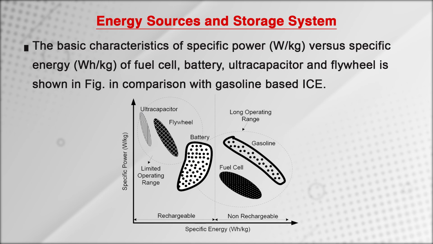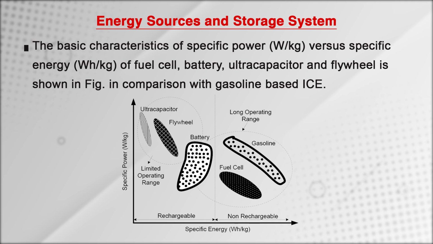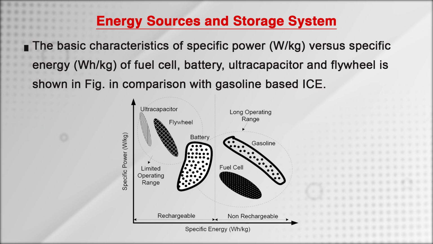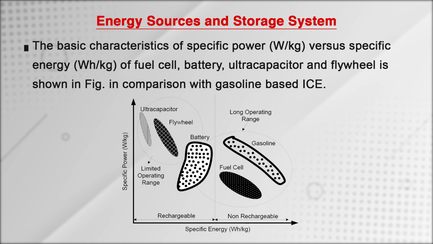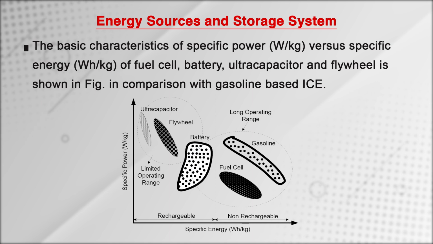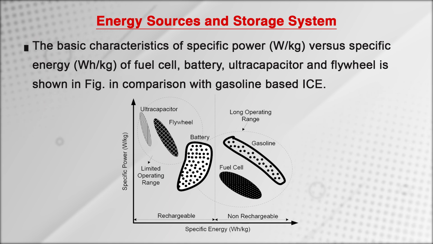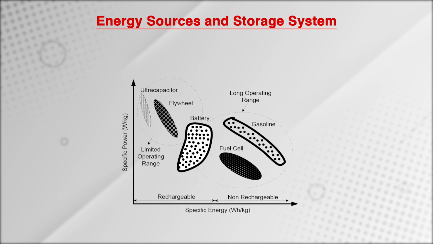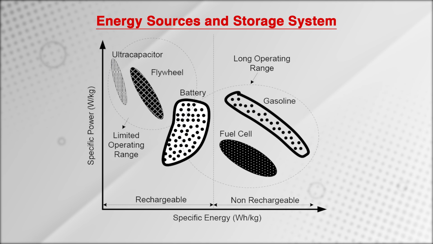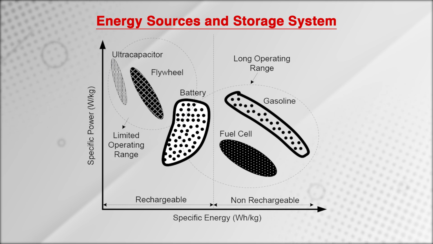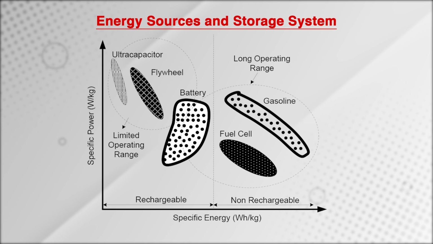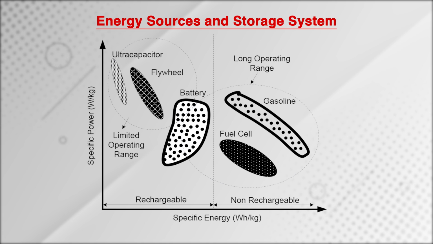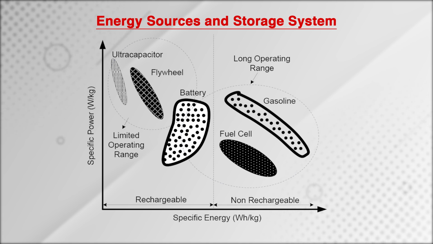The basic characteristics of the specific power versus specific energy of different energy source that I have mentioned such as fuel cell, battery, ultracapacitor, flywheel along with the gasoline based IC engine is shown in this figure. One can easily see that ultracapacitor has a very high specific power or it has a very high power density, whereas the fuel cell has a very high specific energy or very high energy density.